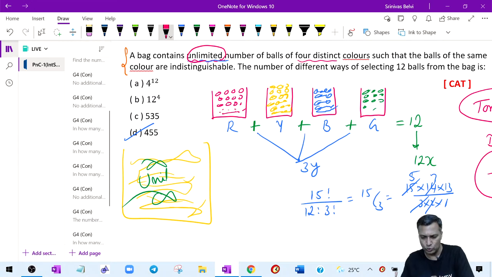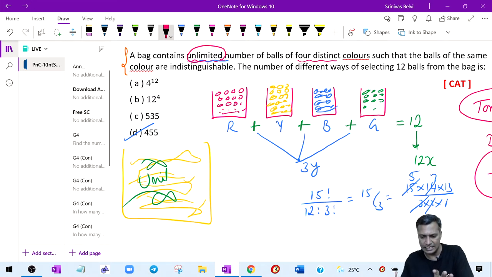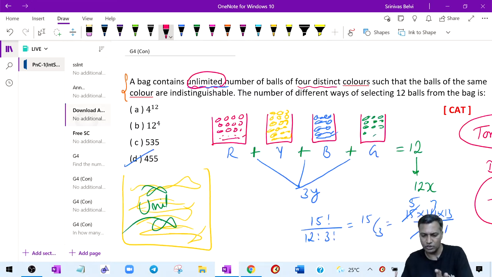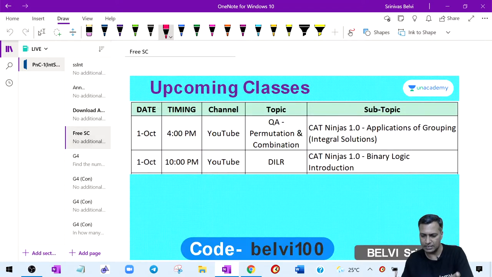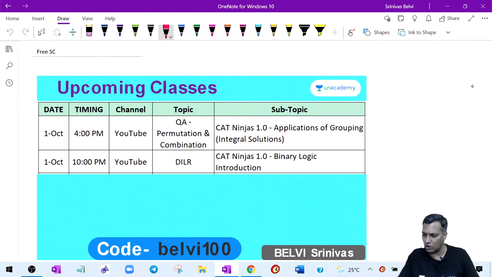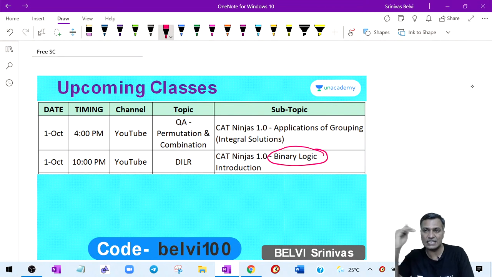So what we are doing is, tonight we will come back and we will again set the foundation for one of the concepts, binary logic. We'll set the foundation because that's pretty important. Once we set it, we'll be able to do the puzzles.